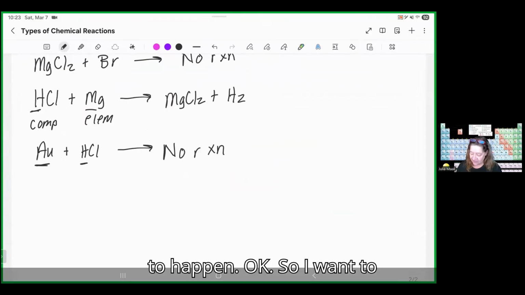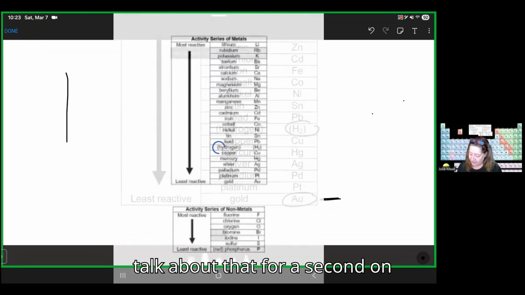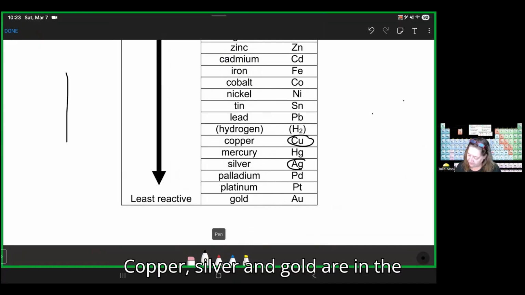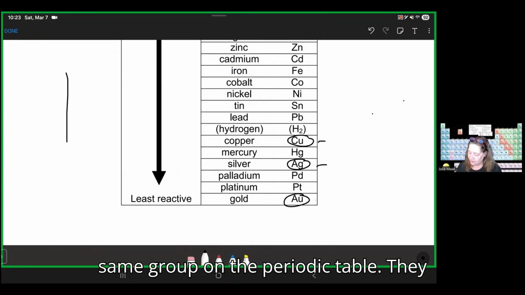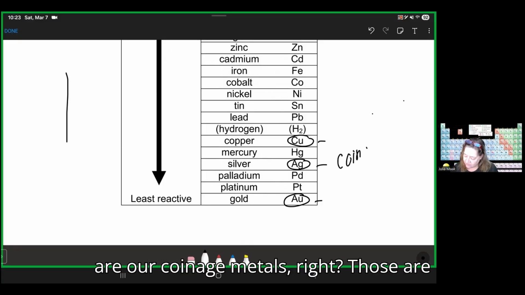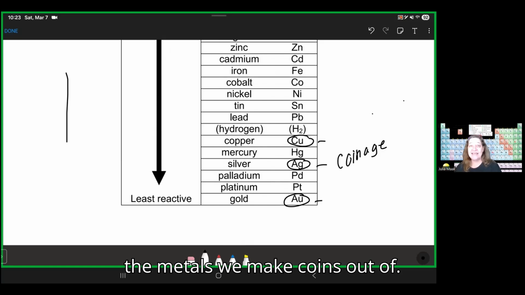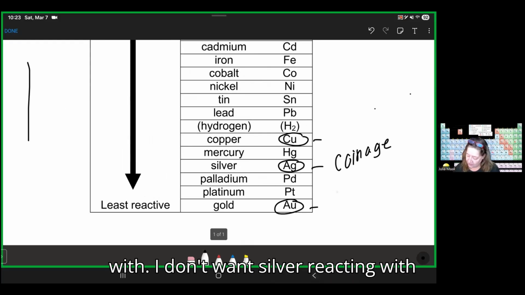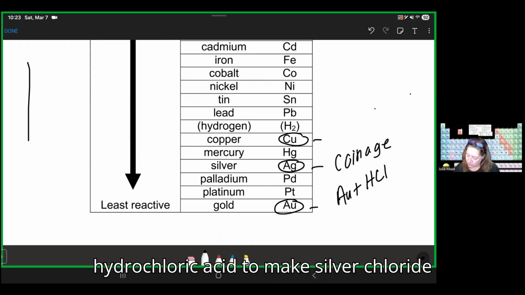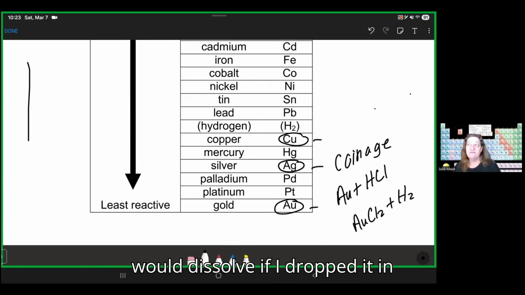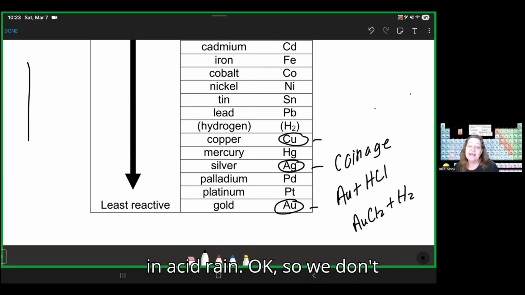Okay, so I want to talk about that for a second. On your periodic table, copper, silver, and gold are in the same group on the periodic table. They tend to be the same. Well, those are our coinage metals, right? Those are the metals we make coins out of. Okay, so I don't want silver reacting with hydrochloric acid to make silver chloride and hydrogen gas because then my money would dissolve if I dropped it in vinegar or if it were sitting out in acid rain.